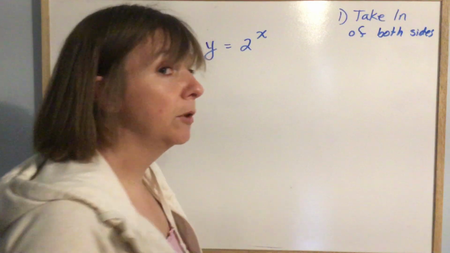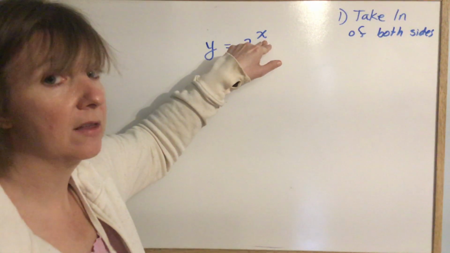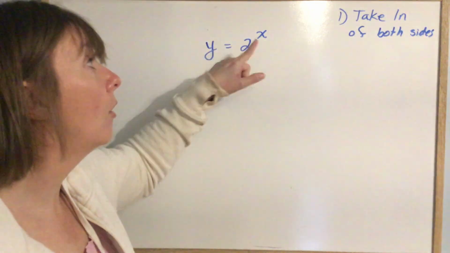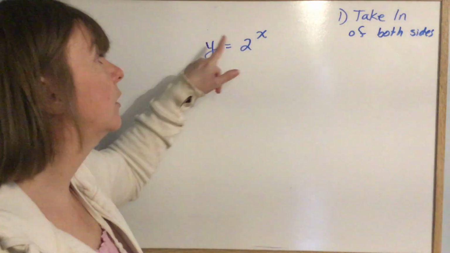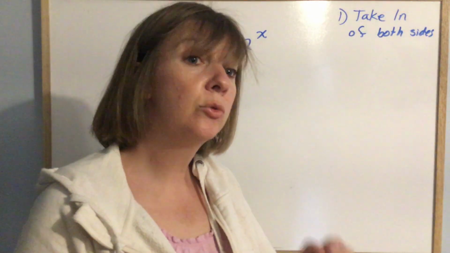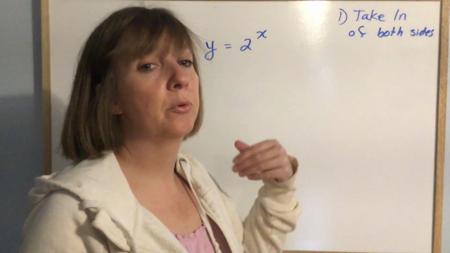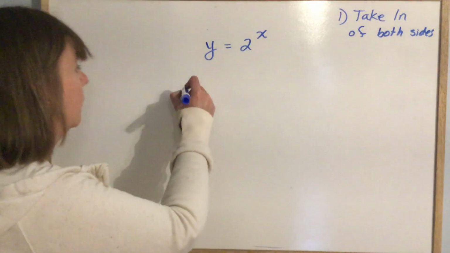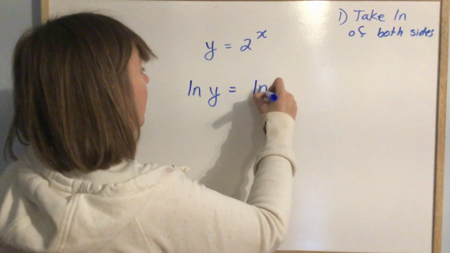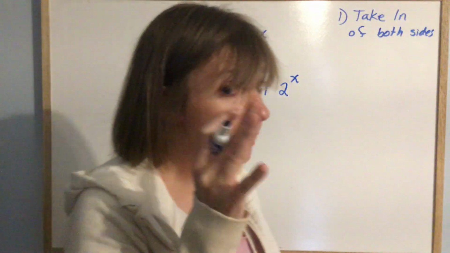This is very similar to when we had an x in an exponent way back in grade 12. When we were trying to solve for x, we took the log of both sides. When we're trying to do the derivative, we take the ln of both sides. So I'm going to do ln y equals ln of 2 to the x.